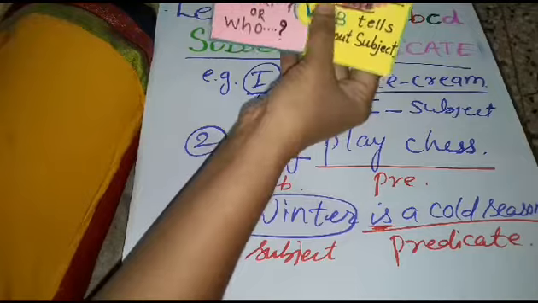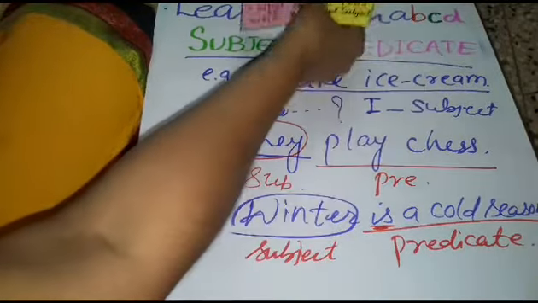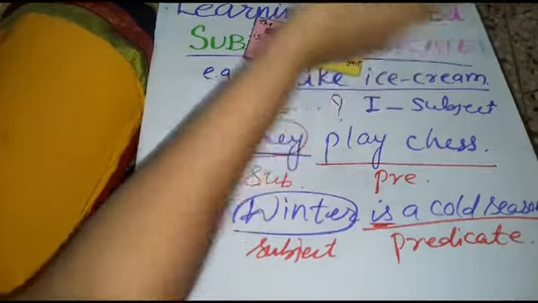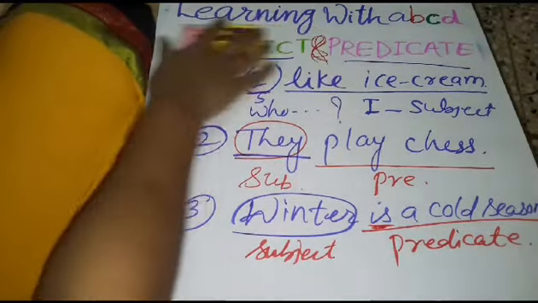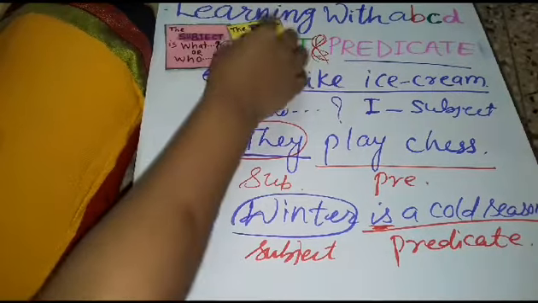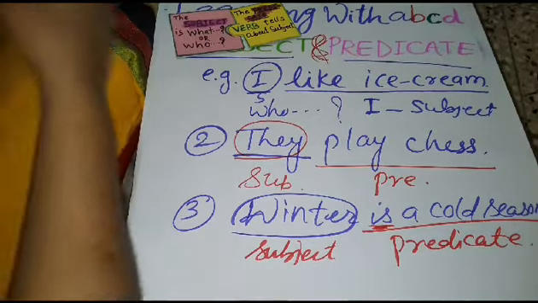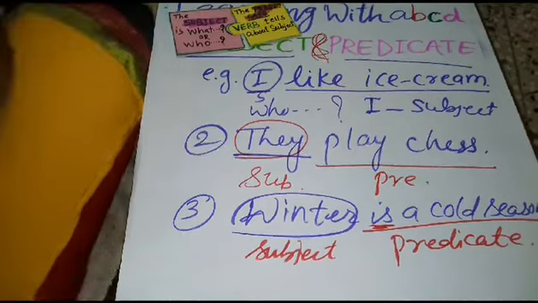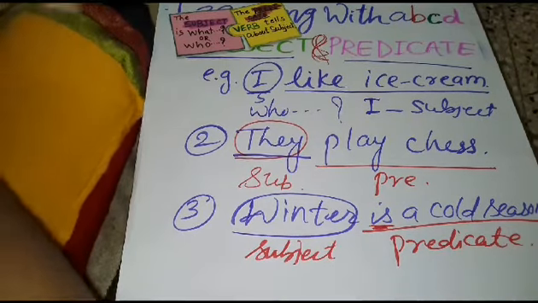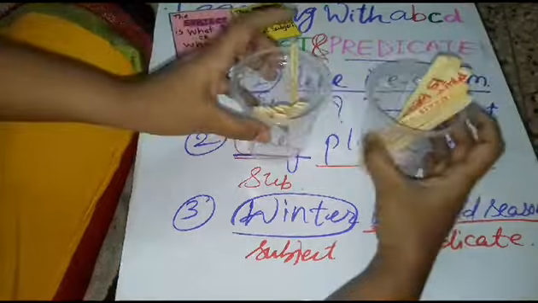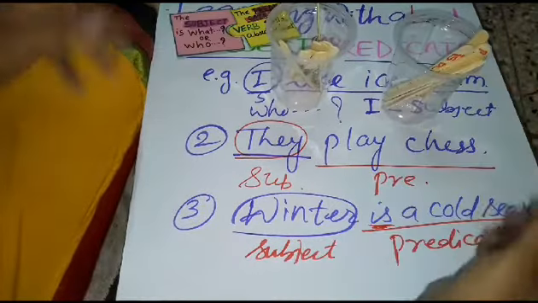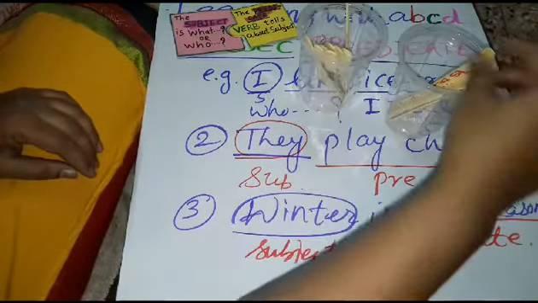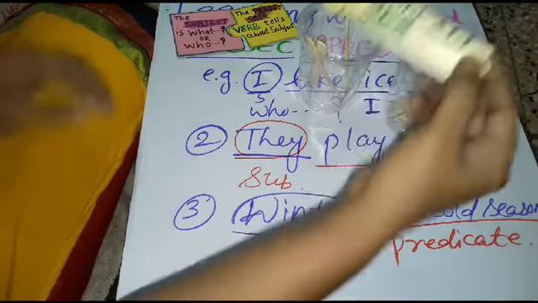Now to understand it, I have some activity. See, this subject and predicate can be understood by this little activity, which is very interesting, right? So I have two cups. In these cups I have some sticks. So now there is one activity you can try with your child or your student.